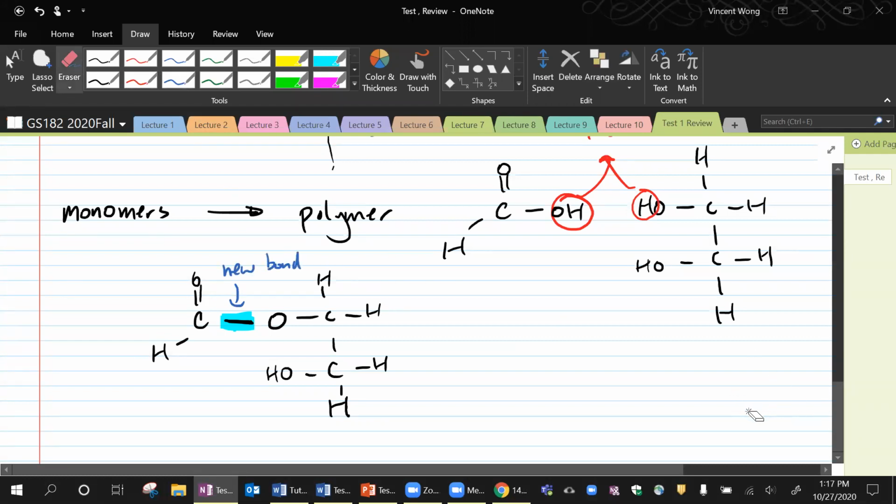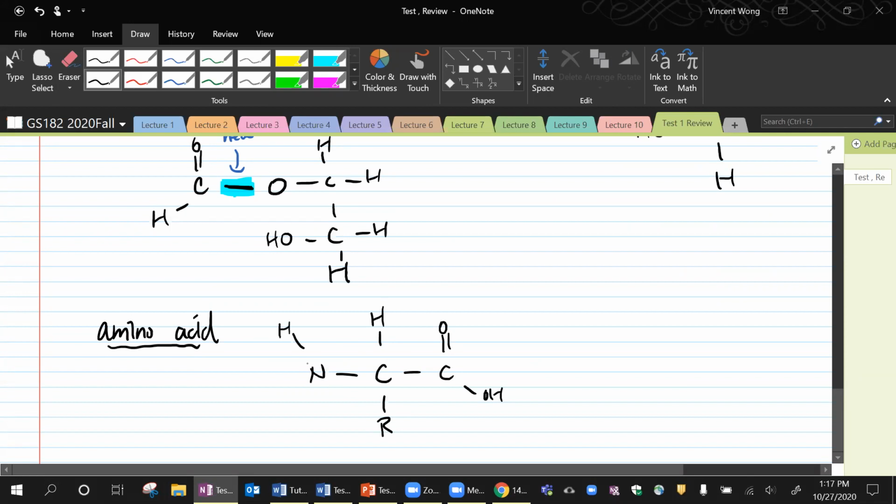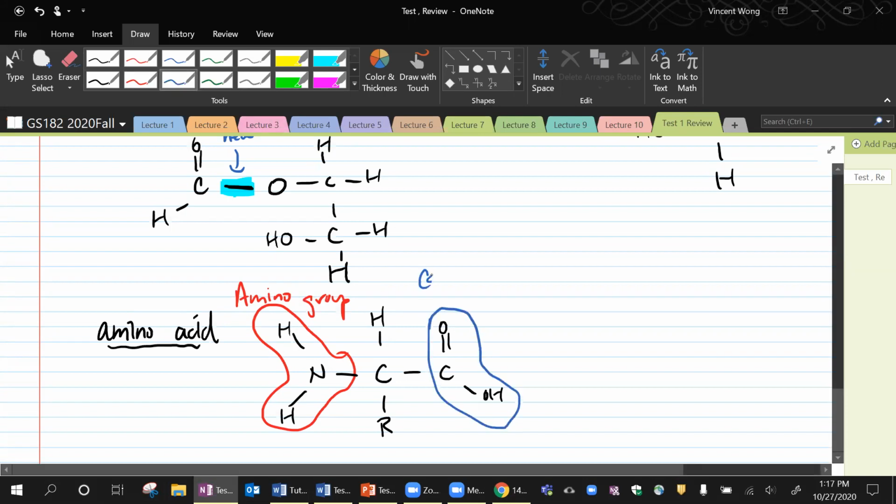Let me do another example with you. You remember amino acid, right? In an amino acid, we have C, H, C double bond O, OH. This is the R group, and this is the amino group. Over here, this is the acid group or the carboxyl group.